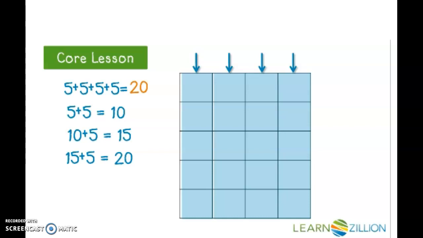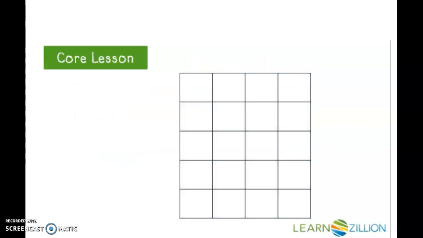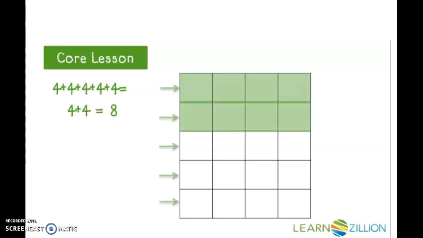Let's see if that's the same amount of boxes if we look at it by rows. There are 5 rows with 4 boxes in each row. So we would add 4 plus 4 plus 4 plus 4 plus 4. Again, I need to break this down. We'll take our first 2 rows. 4 plus 4 equals 8.